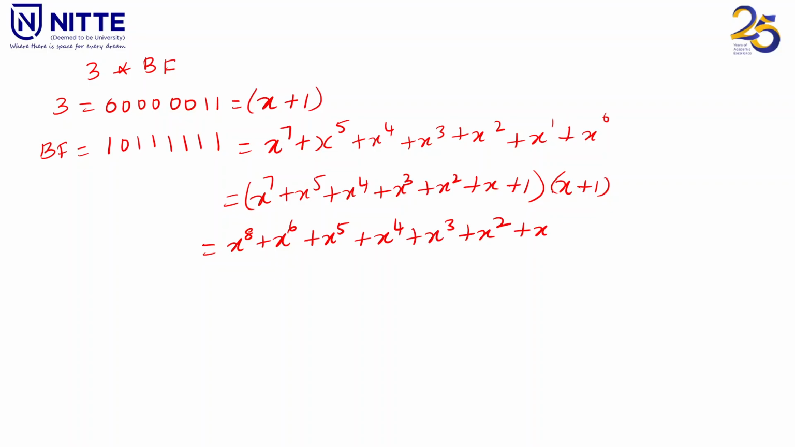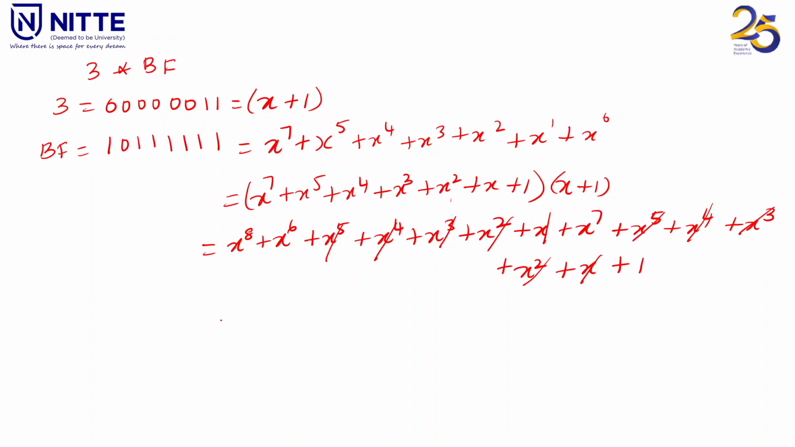Then when I multiply with 1, all the elements get repeated. That is x to the power of 7, 5 plus 4 plus 3, then plus x to the power of 2 plus x plus 1. Now I just want to cancel out the repeated elements. So here x gets cancelled, x square gets cancelled, x to the power of 3 and x to the power of 3 get cancelled, 4 also gets cancelled, 5 is also cancelled.